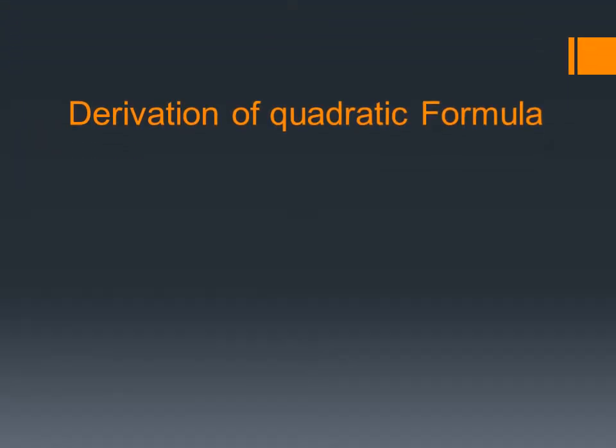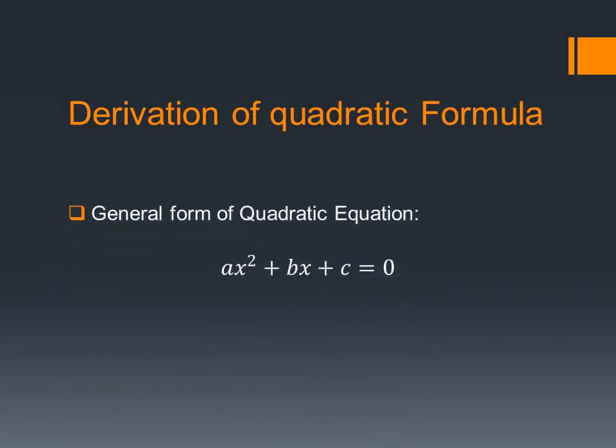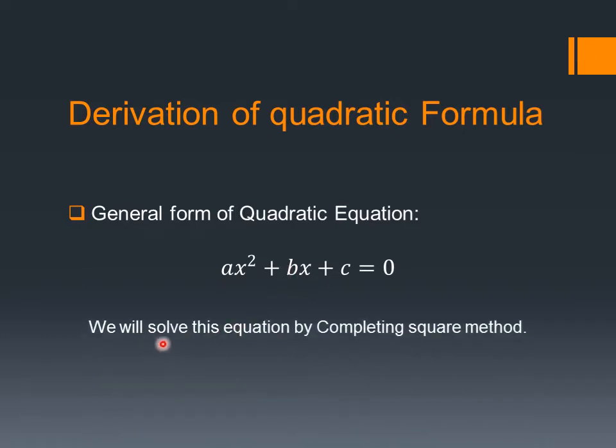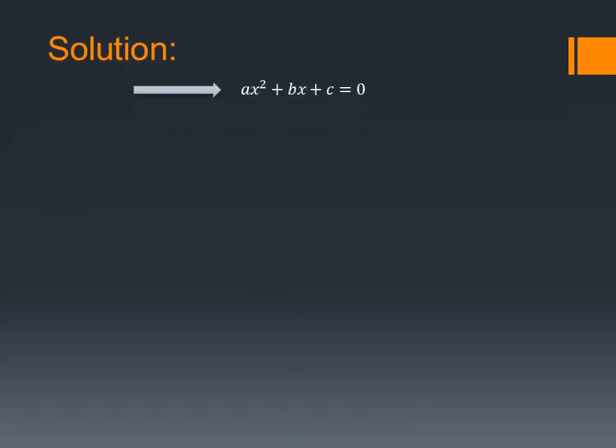So now we will derive the quadratic formula. First of all, we have to know the general form of the quadratic equation, which is ax square plus bx plus c equals to 0. To derive the quadratic formula, we will use this form and we will solve the equation by completing the square method. I have explained the method to you before. So, this is the general form of the quadratic equation. I will explain all the procedure step by step.